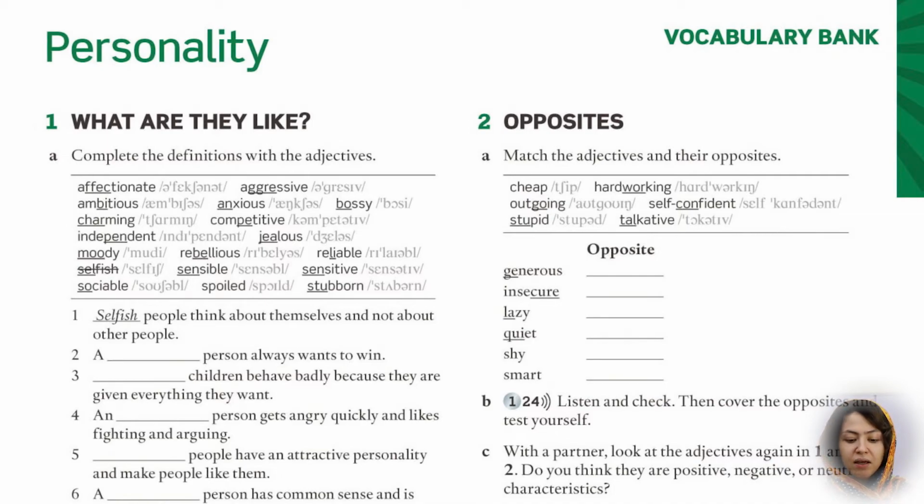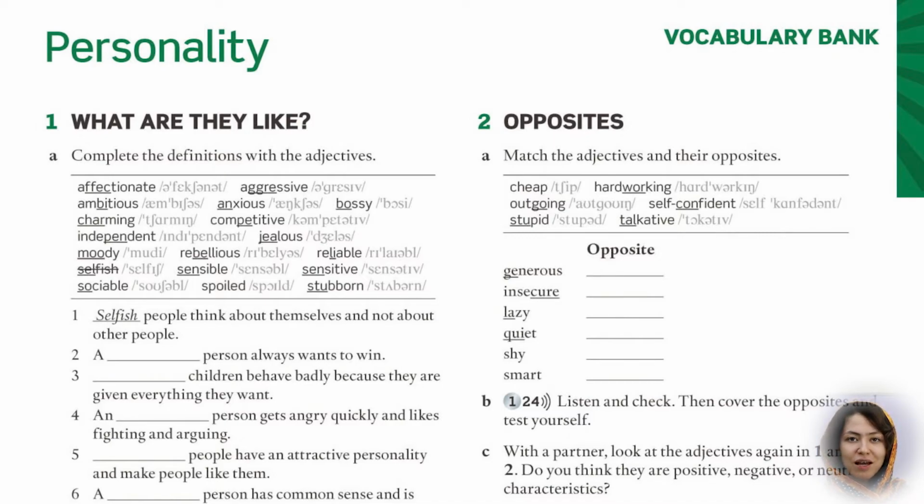Let's go to the column. Generous, a person who likes to spend money, to give others money, or to spend a lot of money for others, or to share things with them. Insecure, a person who is not sure of himself or herself. Lazy, a person who doesn't like to work. Quiet, a person who doesn't like to speak. Shy, a person who doesn't like to be in society, in assemblies, that person is shy.